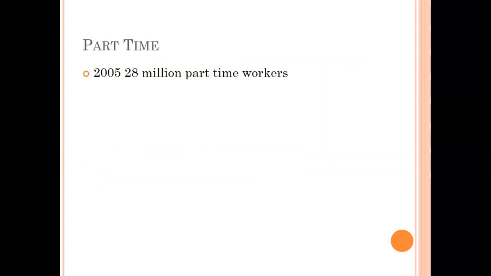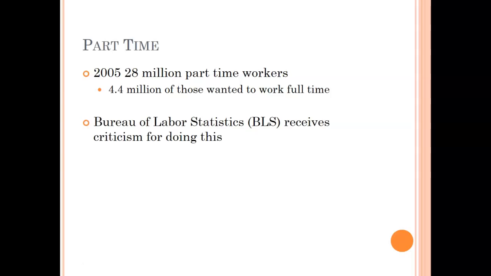So how about part-time workers? According to our textbook, in 2005 there were 28 million part-time workers. 4.4 million of those said that they wanted to work more than part time. So some people say that they're underemployed because they want to work more than they currently are. And so that's another level we can talk about.